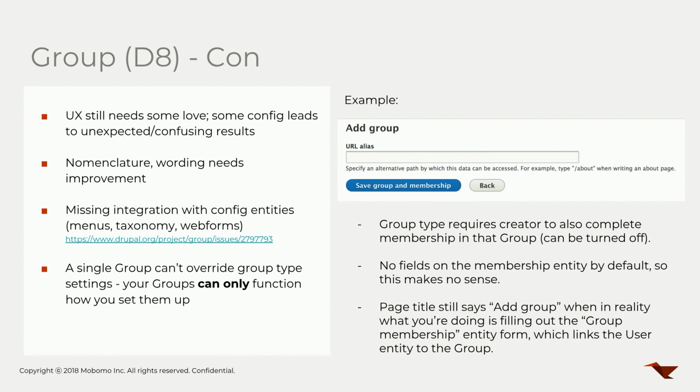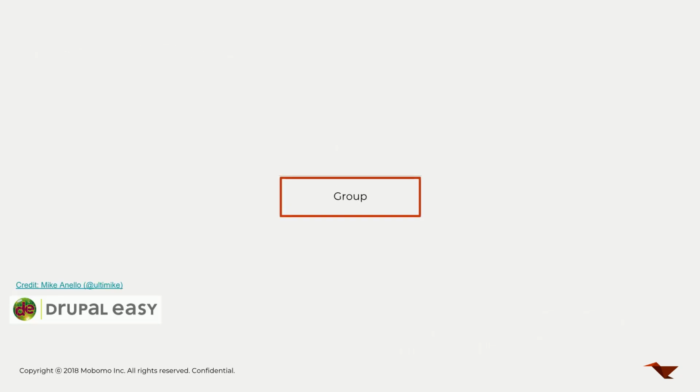And so you get to this second step if you don't set it up right, and you go, wait a minute, it says add group, and all you get is the URL alias field. And then it's really confusing as to where you are and what you're doing at this step. I'll do this intentionally on the demo real quick in just a second.